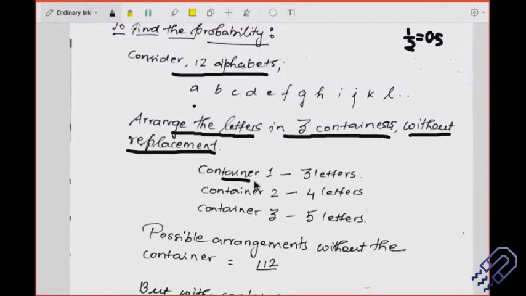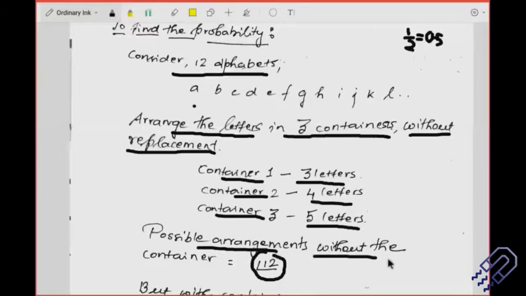So let's say I have container 1 and there are 3 letters. I have container 2 and there are 4 letters. And then container 3 has 5 letters. So 3, 4 and 5. We have 3 containers and we have arranged them. Now, in general, if I don't take a container and try to arrange 12 alphabets, I can arrange them in factorial 12 ways. This you already know. This is the possible arrangement without the container.